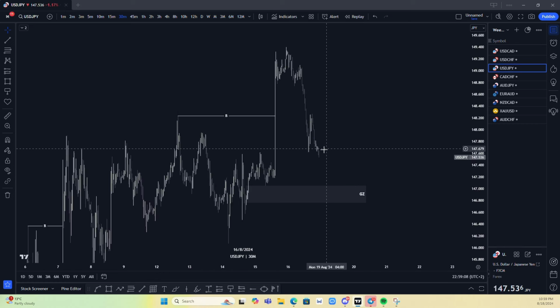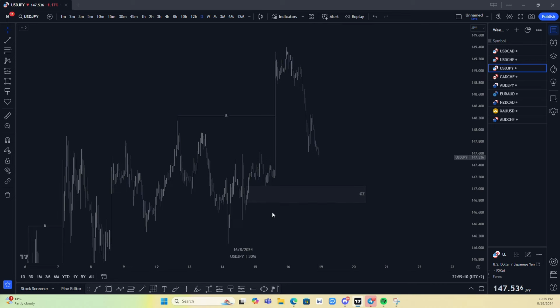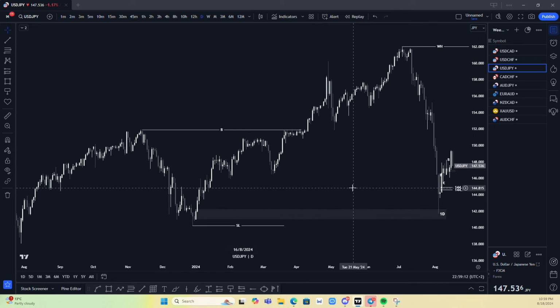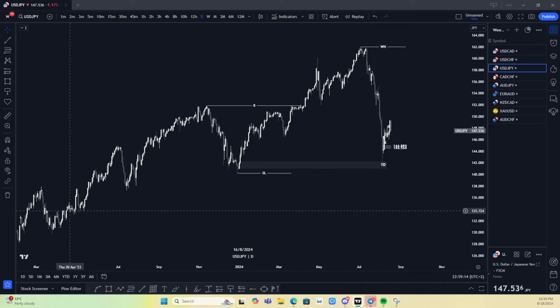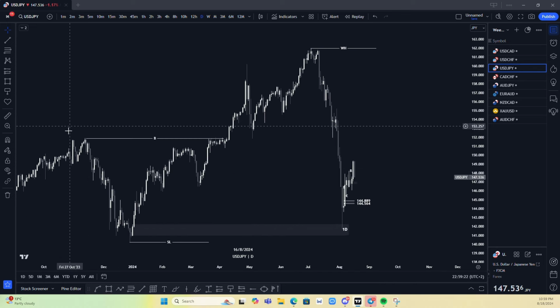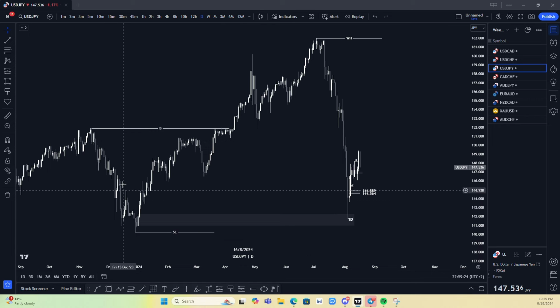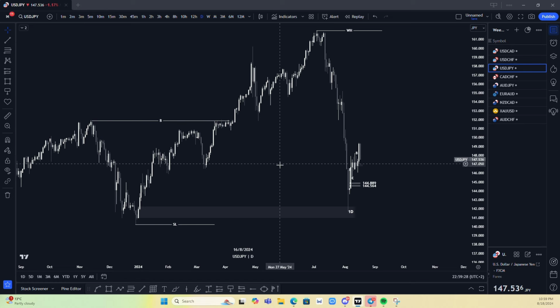Moving on to our next pair, we have USD JPY. So USD JPY, starting off from the daily time frame, we can see that price has been pushing to the upside, meaning that now our higher highs are being violated and our higher lows are being respected. Now here our higher high got violated, meaning that now a new break of structure is formed and a new higher high is being formed.